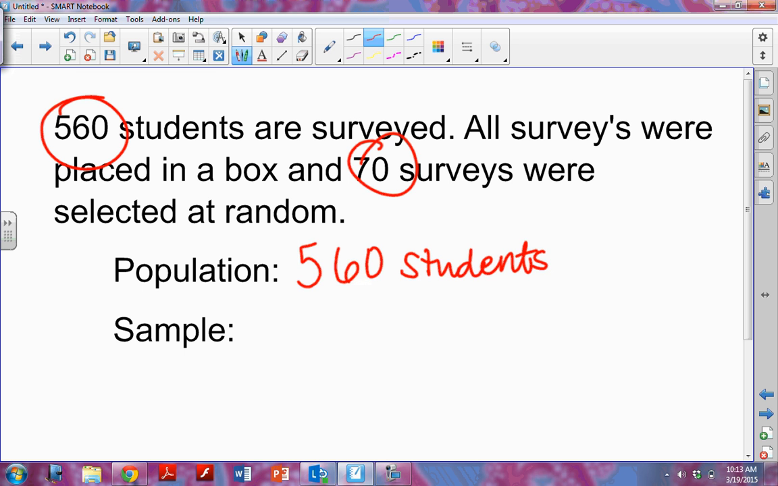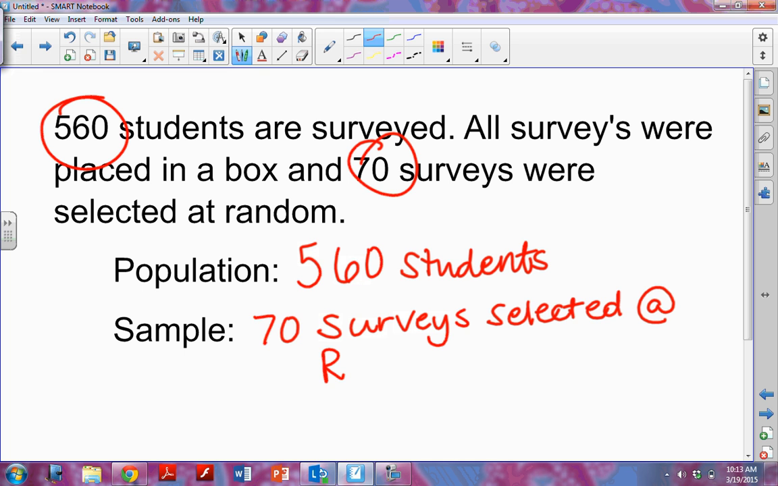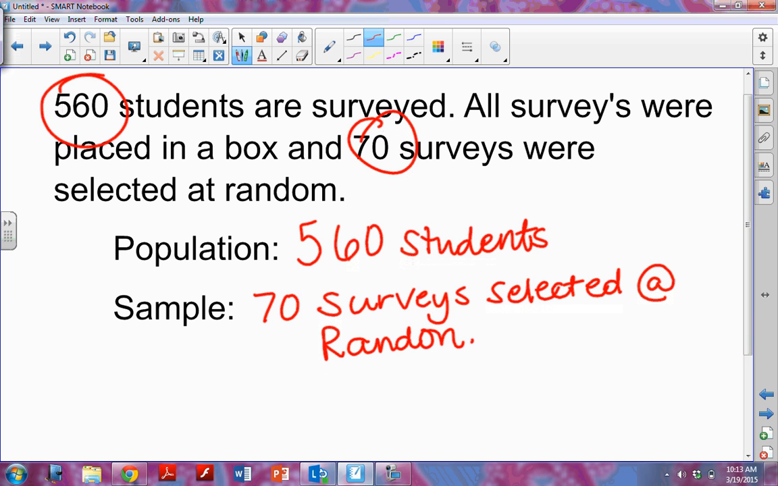And then my sample is going to be the 70 surveys selected at random. Now, if you've been paying attention in class, you know that there's always one more question that is usually added to that, and that is if the sample is biased or unbiased. So let's go ahead and answer that question.